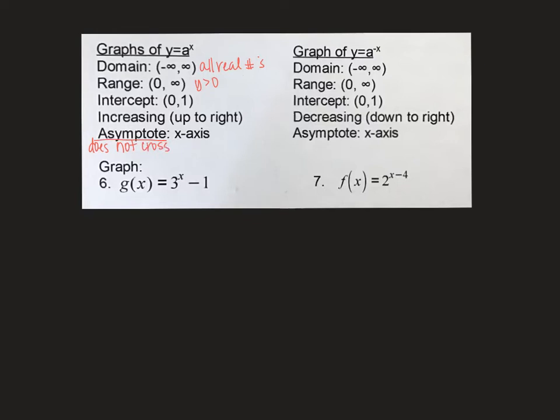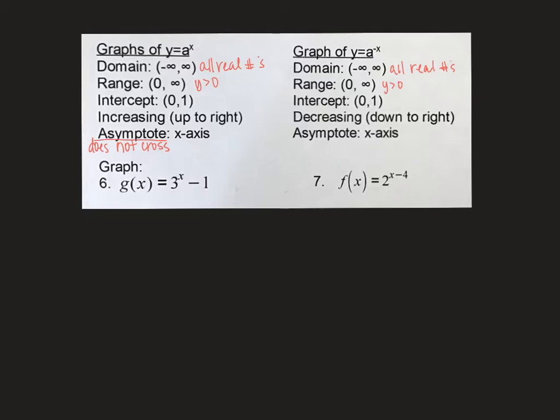Very similar properties when we have a negative exponent, y equals a to the negative x. Our domain is still -infinity to +infinity, or all real numbers. Our range is still 0 to infinity, or y greater than 0. You still have an intercept at 0, 1. But it's decreasing, meaning it goes down to the right, so it gets closer to that x value as we go to the right on our graph. And we still have an asymptote at the x-axis.